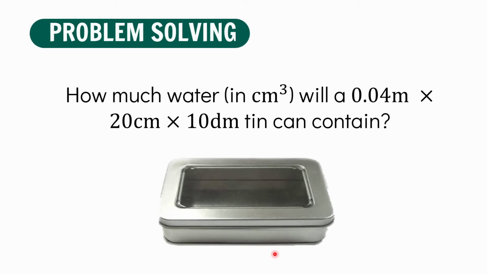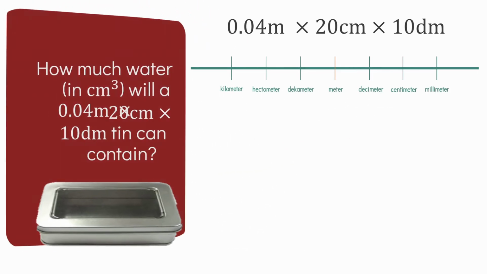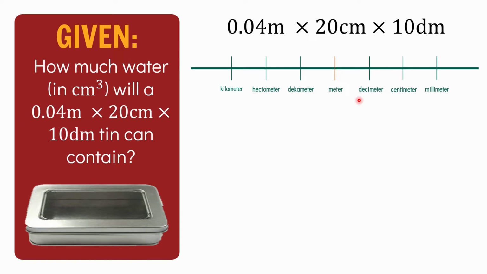Let us now try solving this problem. How much water in cubic centimeter will a 0.04 meter times 20 centimeter times 10 decimeter tin can contain? So first, I will ask you, what can you observe from the unit of measurements in the given problem? As you can see, they all have different units of measurement: the meter, centimeter, and decimeter.